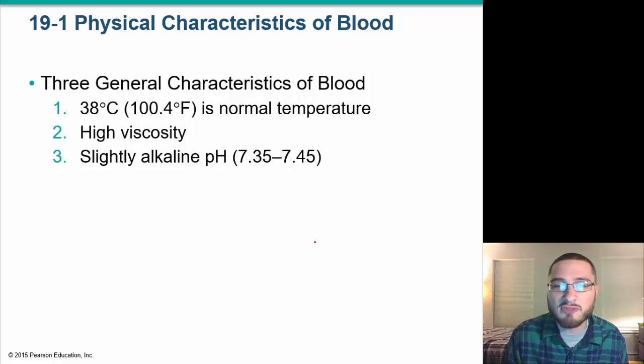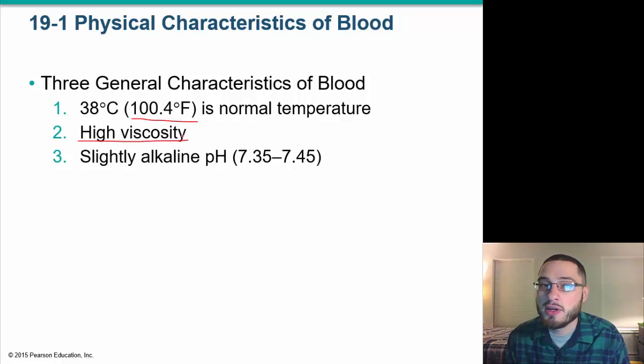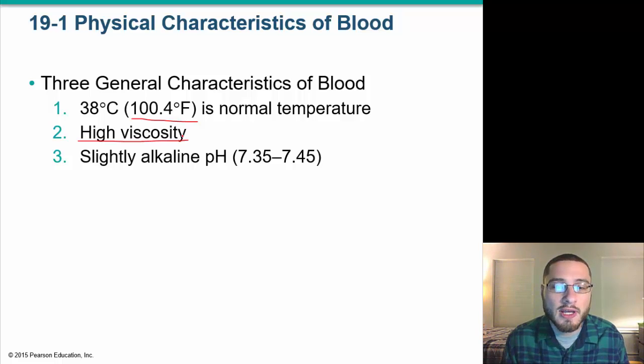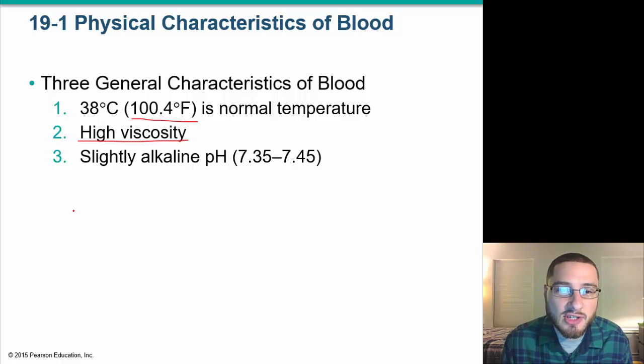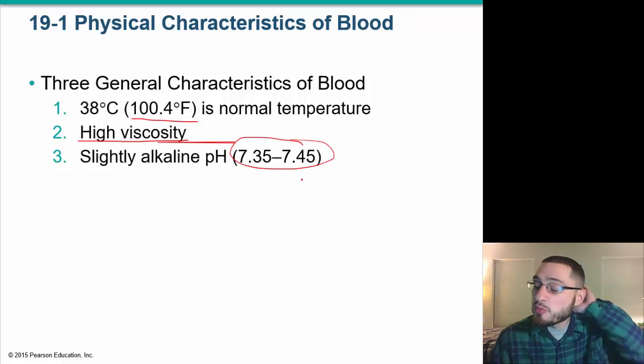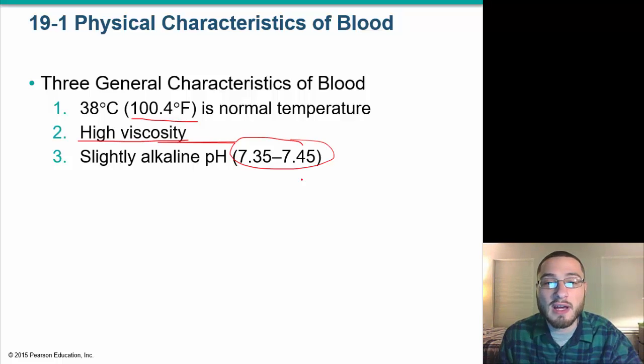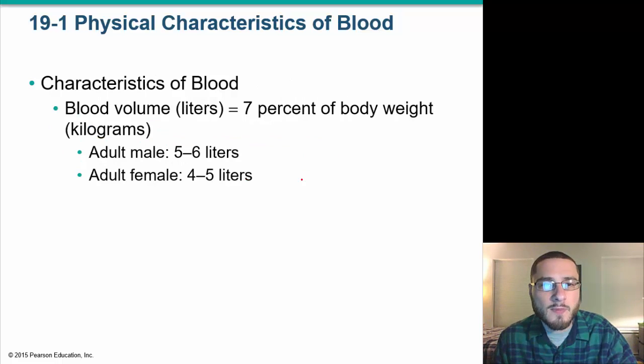The normal temperature of blood when it's in the body is about 100.4 degrees Fahrenheit. That's normal. It is very viscous, high viscosity, meaning it's very thick, right? If you ever have blood, you see that it doesn't run quite like water would. It's going to be thicker than that, okay? And it might run slow, it might stick to things. And it is slightly basic, or alkaline. We say it has a pH between 7.35 and 7.45, so it's a little alkaline.